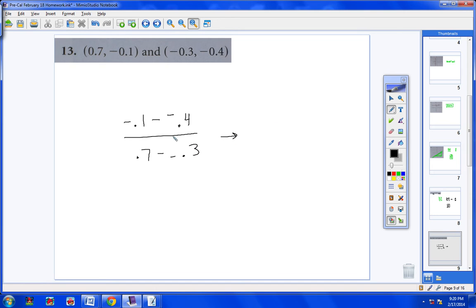Up here in the top, if you have a -0.1 minus a -0.4, you will get out a 0.3. And 0.7 minus a -0.3 is actually going to give you 1. So we have 0.3 over 1. Now, we don't want a decimal within the fraction, so we're going to move this decimal up top one place so it's gone. But if you move the decimal in the numerator one place, you must also move this decimal down here one place, okay? So if you move the decimal up top one place, that gives you 3. If you move the decimal down here one place, that gives you 10.